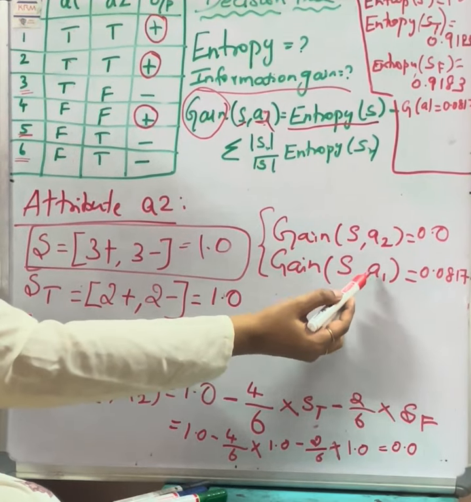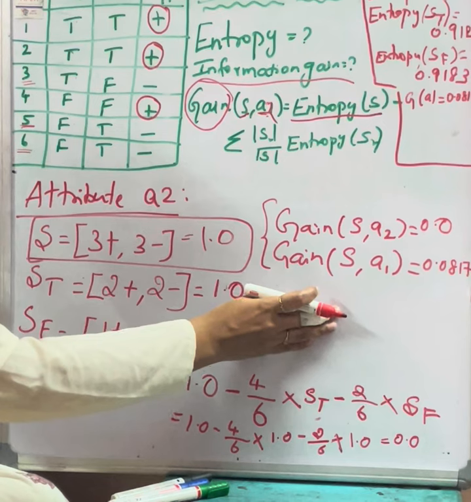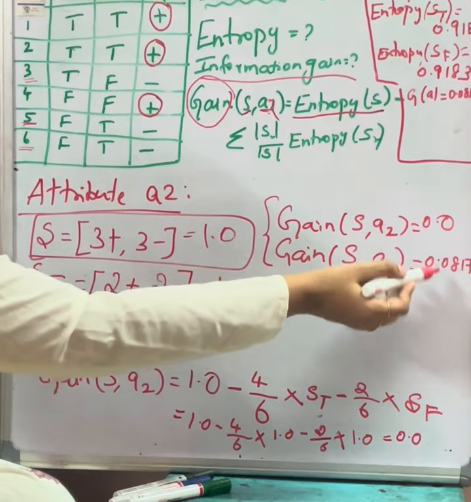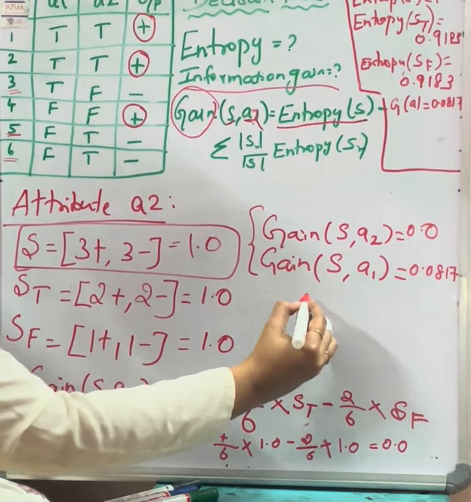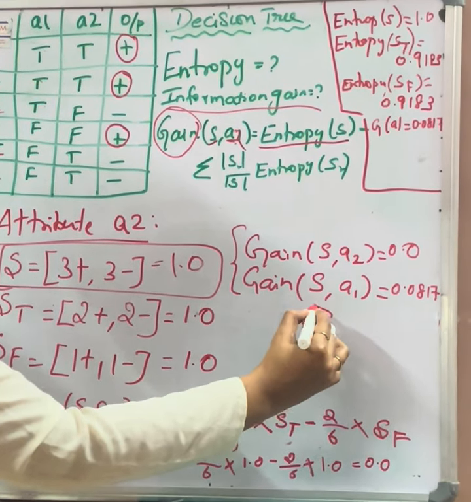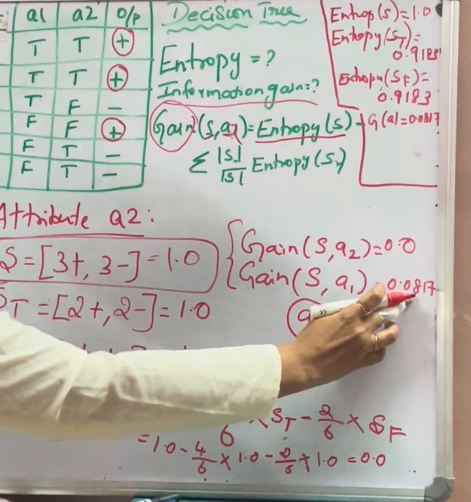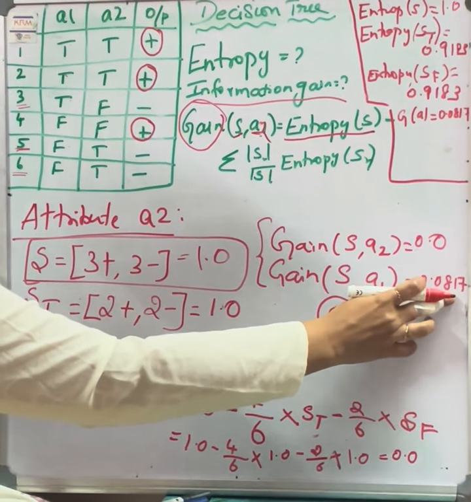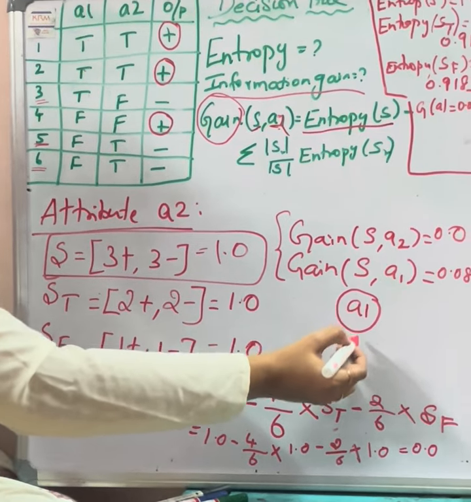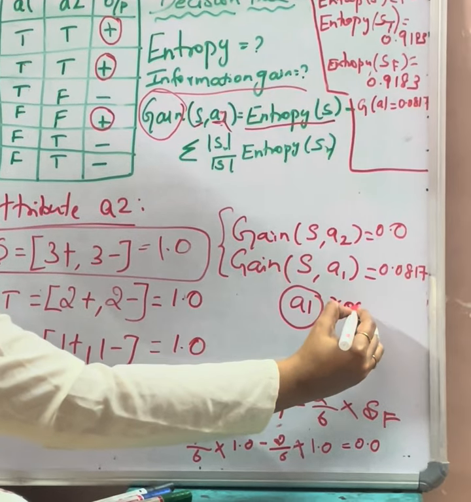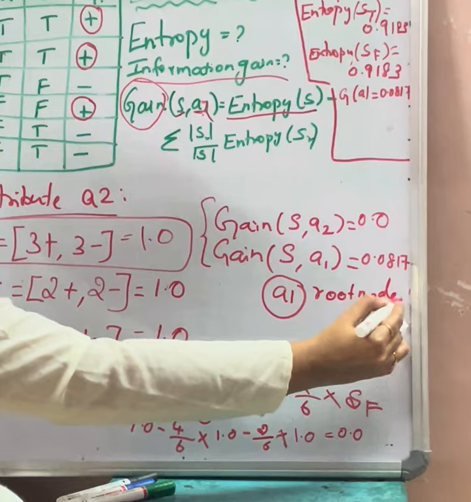That attribute or feature should be placed as the root node in your decision tree. So comparing this, A2 has a 0 value. Obviously A1 wins the race. So I will place A1, which has the value of 0.0817, the highest information gain comparatively, as the root node in the decision tree.